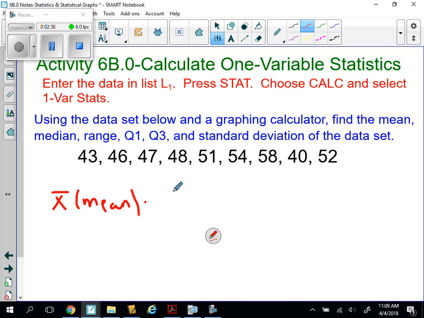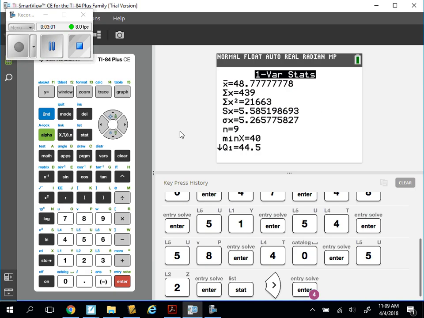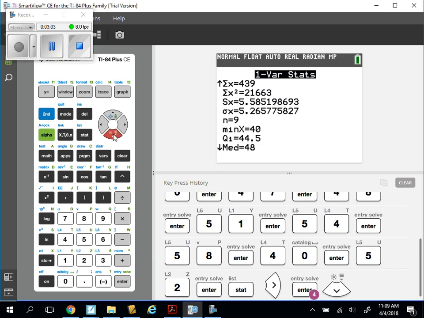And our answer here is 48, sorry, it should be 48, and we're going to round to 78. Okay, next thing is we do our median. Now here on the calculator, and you'll see, if we kind of scroll down a little bit, it's going to tell us what the median is. It says med. That means median. So our answer here is 48.